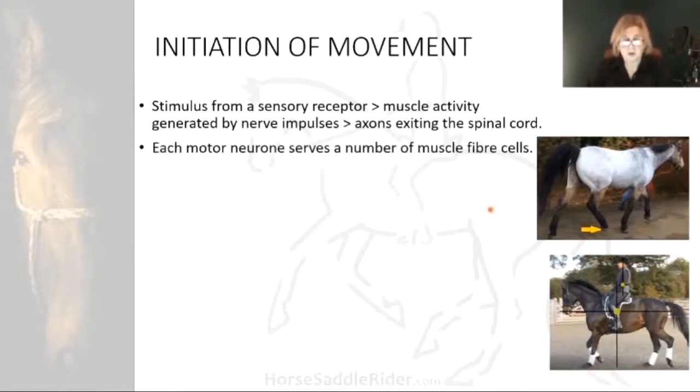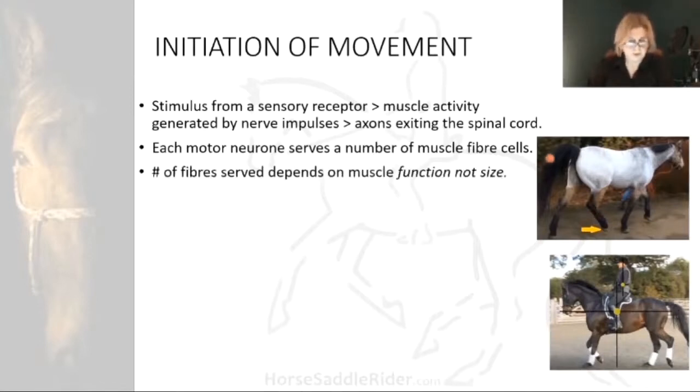And each motor neuron serves a number of muscle fiber cells. So there's not just one track from the spine to the limb. And the number of muscle fibers served depends on muscle function, not size. So a limb which just has to move forward and back will have far fewer motor fibers, or separate connections to the spine or brain, compared with my hand, for example, which is involved in control and precision movement.